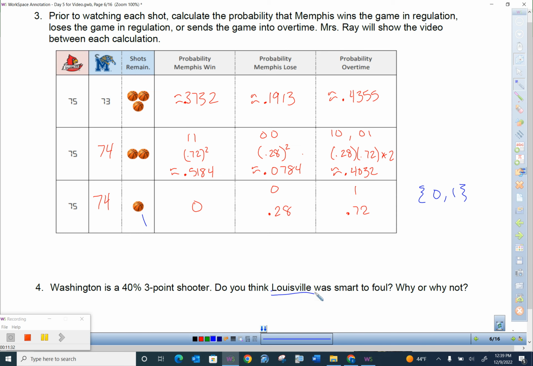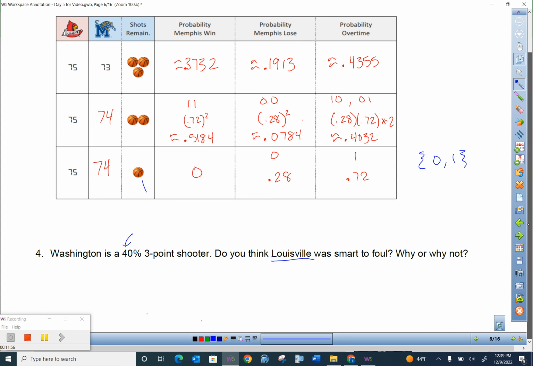So what I want you to think about is, if we know that Washington was a 40% three-point shooter, was it smart for them to foul? 72% from the line, but 40% on the original play that was fouled. So pause the video and think about that for me. Hopefully you came up with something like no, or you're not sure.